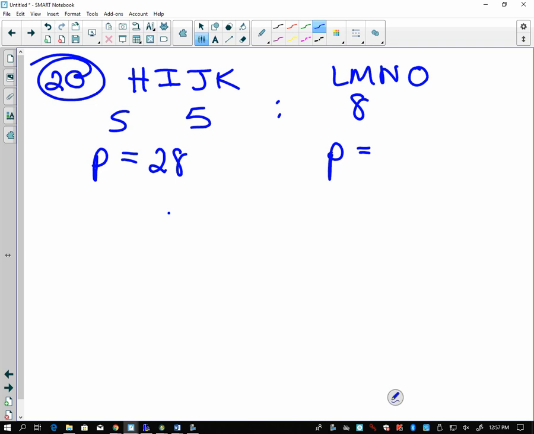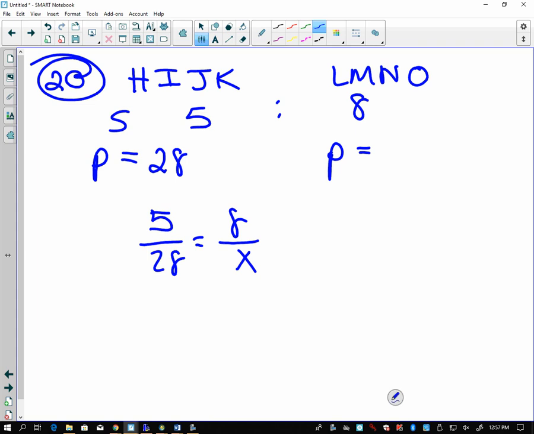You're saying 5 over 28 equals 8 over x. Sure, that'll work. I probably would have done 5 over 8 because it's a ratio, but we're still dealing with the same thing because the ratio of the sides is the same as the ratio of the perimeters.